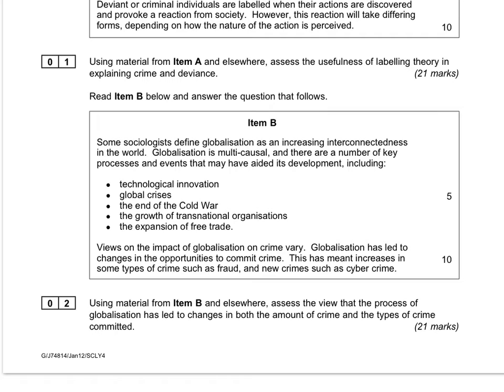So here we are. Some sociologists would define globalisation as increasing interconnectedness in the world. So there we go, that's nice, they're giving you a definition. Globalisation is multi-causal, and there are a number of key processes and events that have aided its development, including technological innovation. So straight away I'd be writing, e.g. internet, planes, whatever you need to write. Global crises, you've got the war on terror.